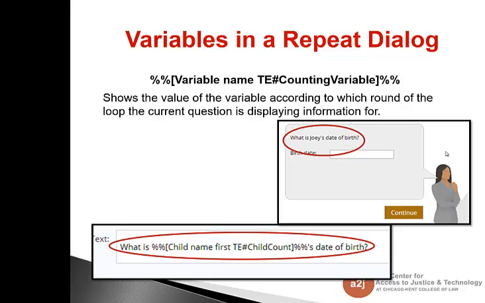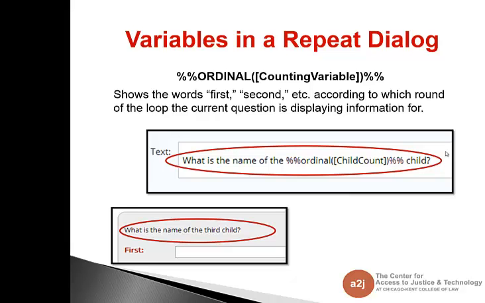And A2J will display to the end user, what is Joey's date of birth? The next round it would be, what is Betty's date of birth? What is Jimmy's date of birth? It helps customize it further for your end user based on information they've already given you for that set of loop. Finally, you can use a macro to call out the ordinal for that specific round of the loop.